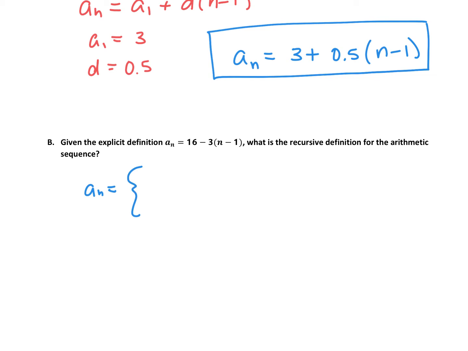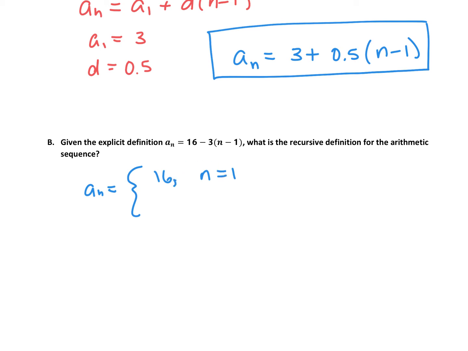So where do we find the first term in an explicit definition? If you remember, the first term is going to be that first number right there. So our first term is 16, and our recursive definition will equal 16 when n equals 1, the first term. The first term is 16.